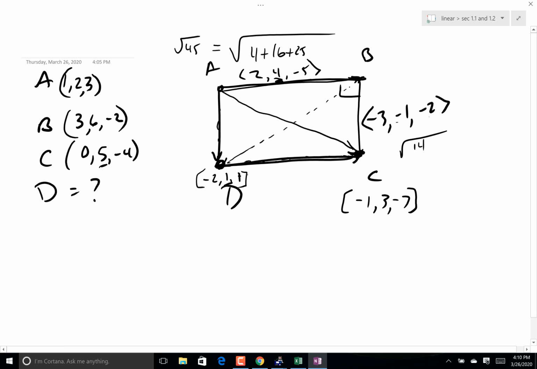Sure enough, there it is. And then the question is, is this length here the same as this length here? Now, vector-wise, it was this distance here. It was 1, -3, -7. Is that also true? Well, look at B here.